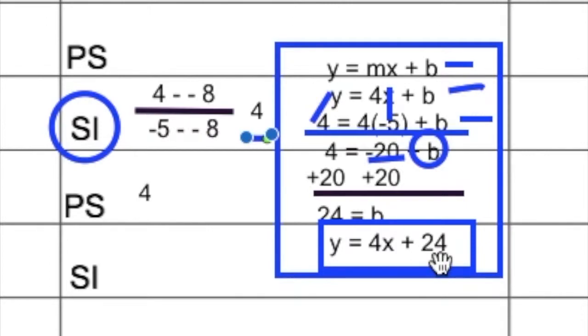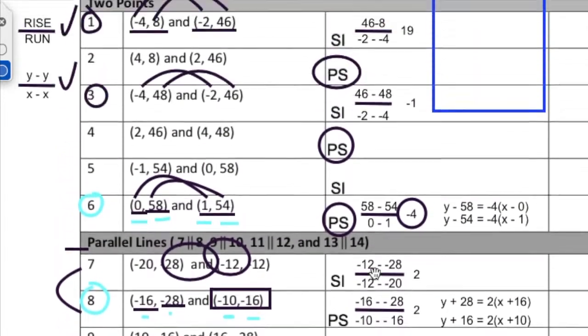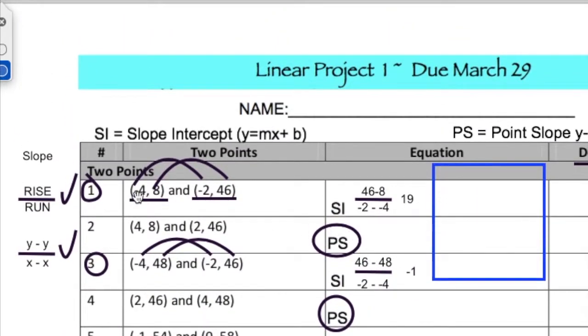I realize it's a lot of steps, so I'm going to do one more with you, but I do want you to notice that I did show quite a bit of work, and for these slope-intercept equations that I'm having you do, you might want to use a separate piece of paper. So I'm going to come up here to the top, and we're going to do equation number 1. And I'm going to try to follow the same format that I did on the one I just showed you.